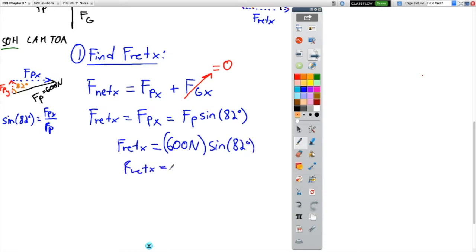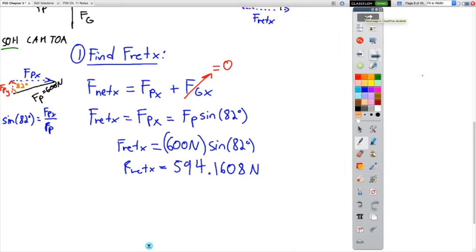If you throw that in your calculator, always leave, I say, at least 4 places after the decimal, I get 594.1608 newtons. The reason we're leaving decimal places is because we're going to need to use these numbers again later. If we round them now, we're going to carry that rounding through every step, okay?